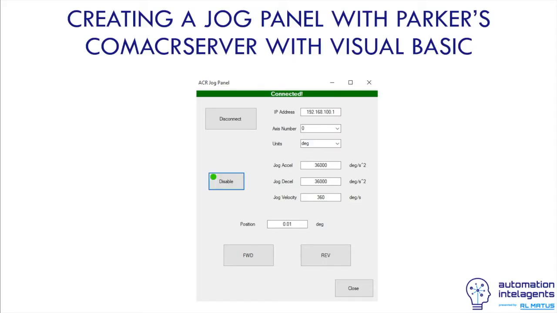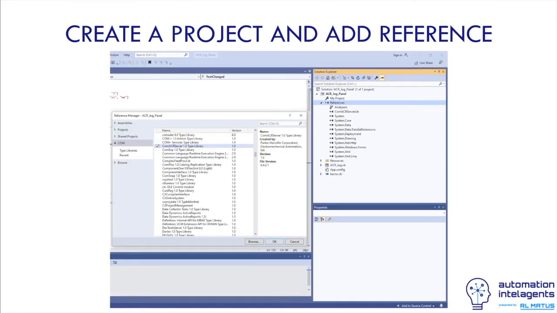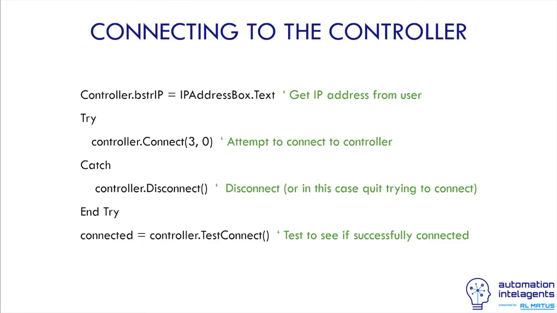So the first thing we want to do is to create a project and add a reference. If you've already installed Parker's Motion Manager, then the ComACRServer will be in the list. So just check it and click OK. Now we can get down to the code.